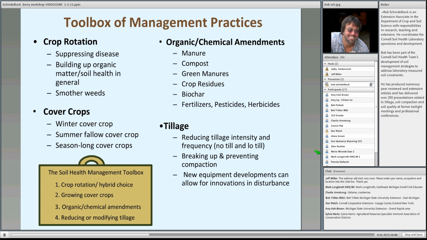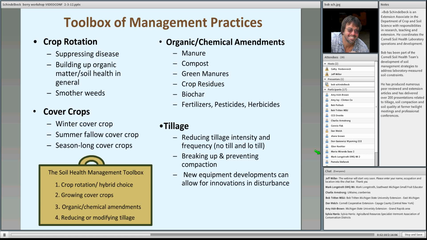Organic and chemical amendments, my gosh, manure and compost. So easy to list them, but there's diversity in manure and compost and green manures, and in how we might use these. Again, it's very easy to list these, but there's a lot of information behind each of these that we'll discuss in a moment. But we have to be aware that it's going to take creative thought and movement beyond this page to make our best decisions.